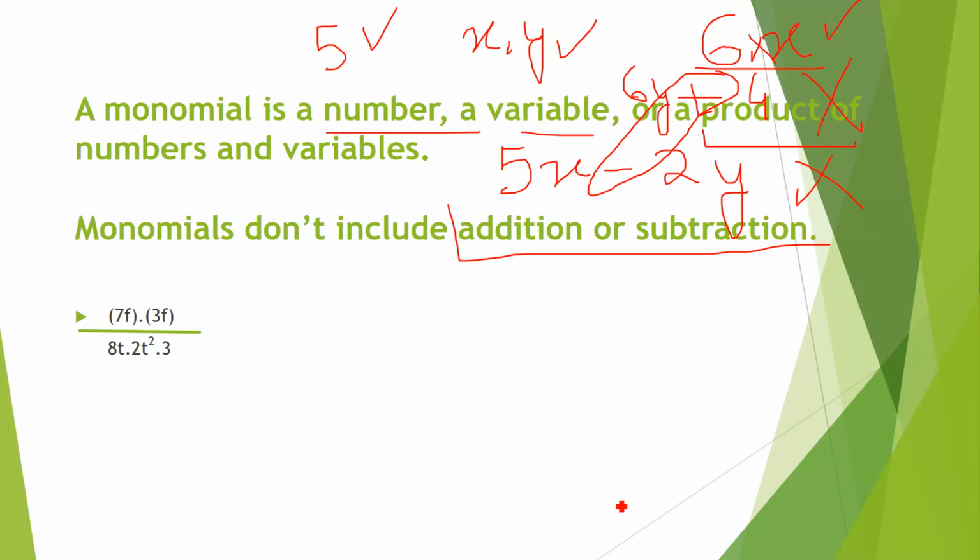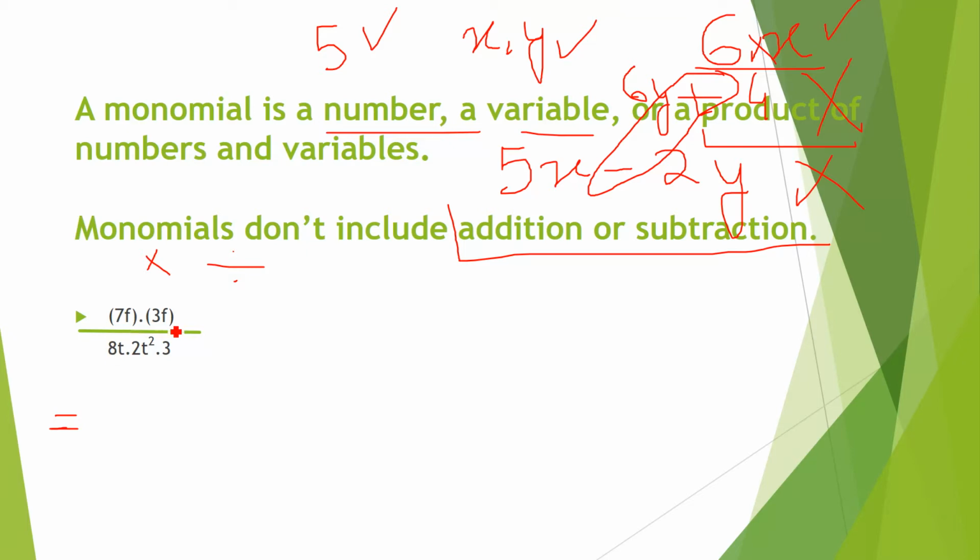Product means multiplication. So here we are going to discuss a few questions related to division and multiplication of monomials. So see, this is the monomial. There is no addition, no subtraction. Dot means multiplication, right? When we divide or when we multiply, always keep in mind you have to add or subtract the powers or exponents of the same base. Focus on the same base.